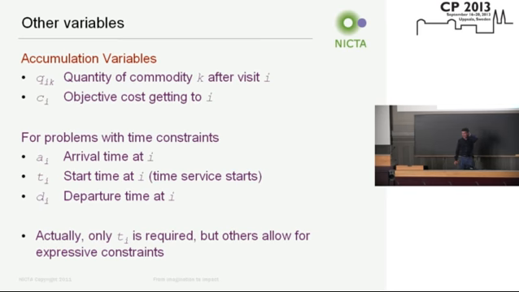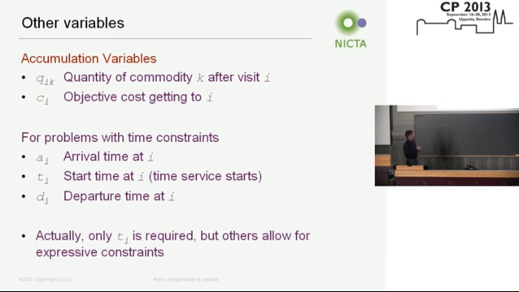Okay, the other variables that we need are accumulation variables. So for each of my visits, I'm going to accumulate various quantities. The first thing I need to accumulate is the quantity, the load at that point. So Qik is going to tell me the amount, the load of commodity k once I have visited stop i, for each of my commodities. And Ci is the cost of getting there. So for each visit, I know my objective as I move through the route.